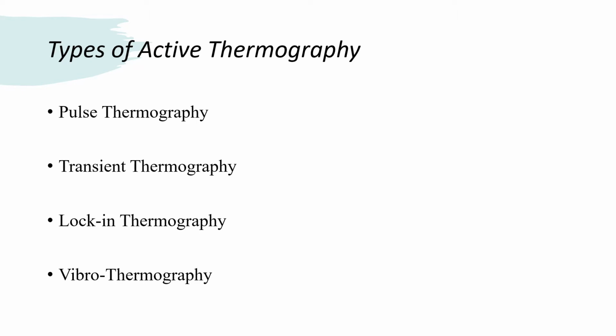These are the types of active thermography. In the previous class we discussed what is active thermography and what is passive thermography. Now we'll discuss the types of thermography. There are 4 types: pulse thermography, transient thermography, lock-in thermography, and the last one is vibro thermography. So these are the 4 types of active thermography.